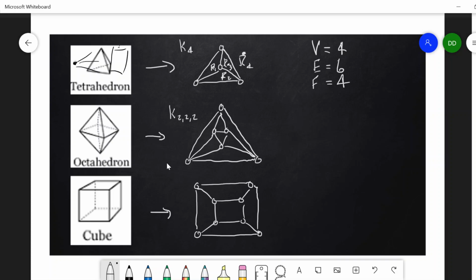So that was the tetrahedron. For the octahedron, well, how many vertices do we have? We have 6 vertices. How many edges? Well, it's K 2, 2, 2. So we should have 8 edges. No, sorry, not 8 edges. We should have 12 edges.